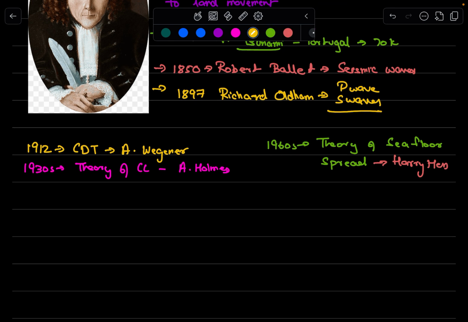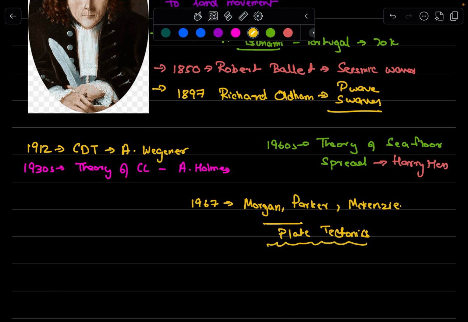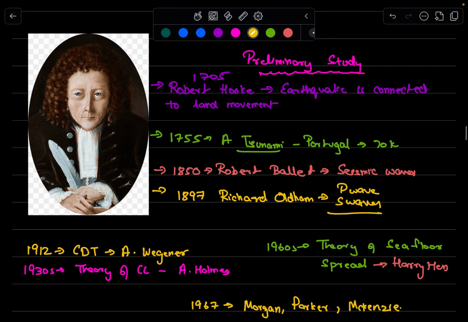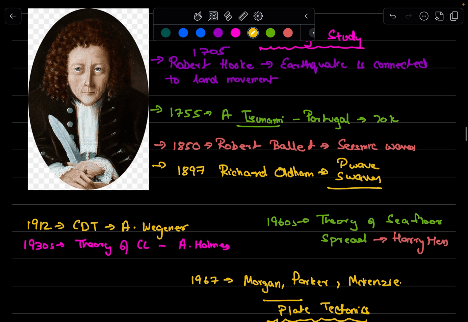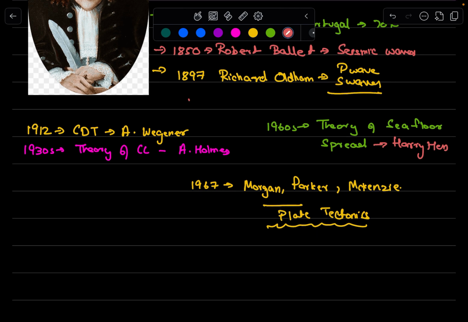Alright, and thereafter, finally, in 1967 we had from Morgan, Parker and Chase, not Park, I said Morgan, Parker and Chase, can you imagine guys, McKinsey, the theory of plate tectonics. So this is how after many years we thought that we had it. No, every day new theories are coming, but this is the actual study that has been done. So this we can say modern theories or modern studies related to seismic activities.